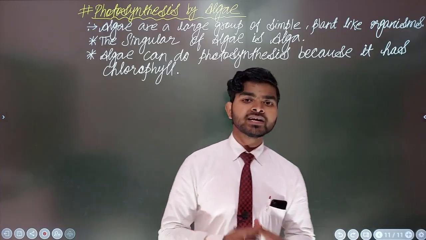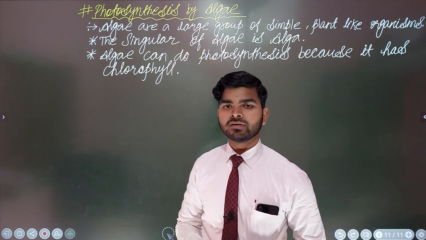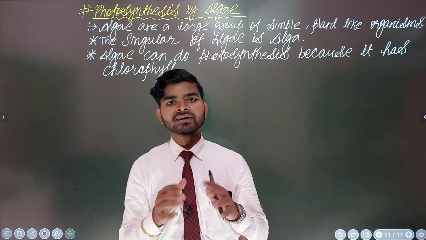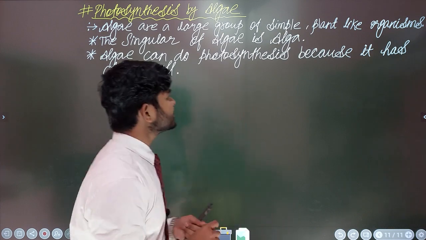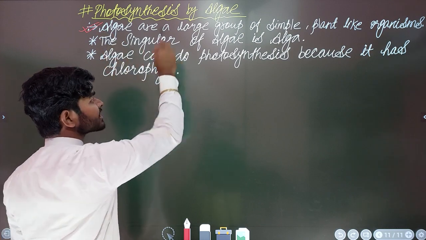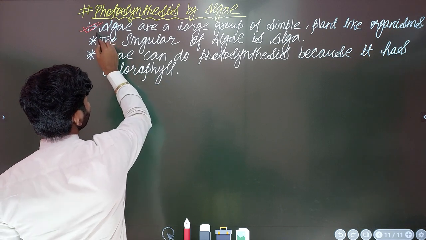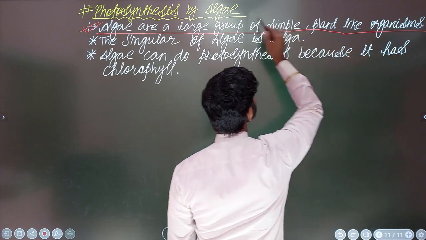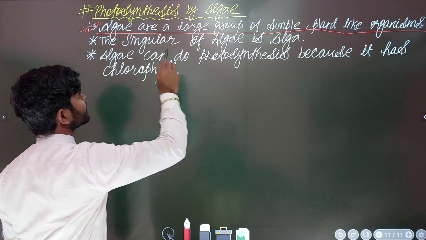Now your next topic is photosynthesis by algae. Let me explain about algae. You want to know how algae can do photosynthesis, so first of all you must know about algae. Objective questions can be asked from this, so this is the most important line. Algae are a large group of simple plant-like organisms.